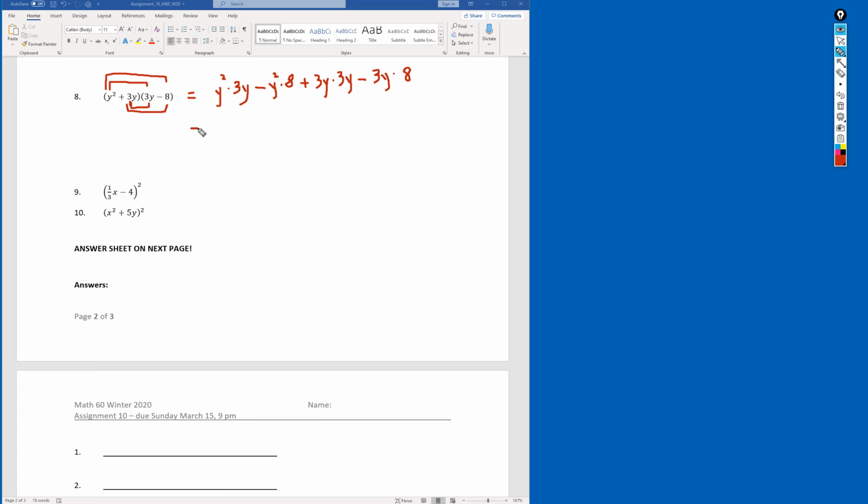Let's make another pass through and start to multiply these. So this one we're going to have 3, and then y squared times y to the 1 will be y cubed. And then minus 8y squared. 3y times 3y, so that's going to be 3 times 3 is 9. y times y is y squared. And then minus 24y.